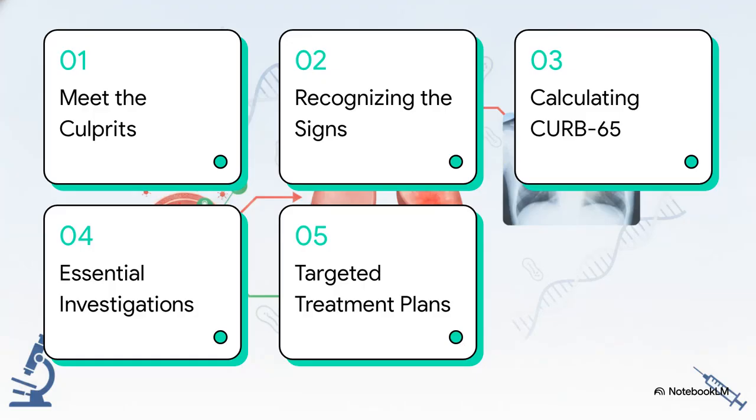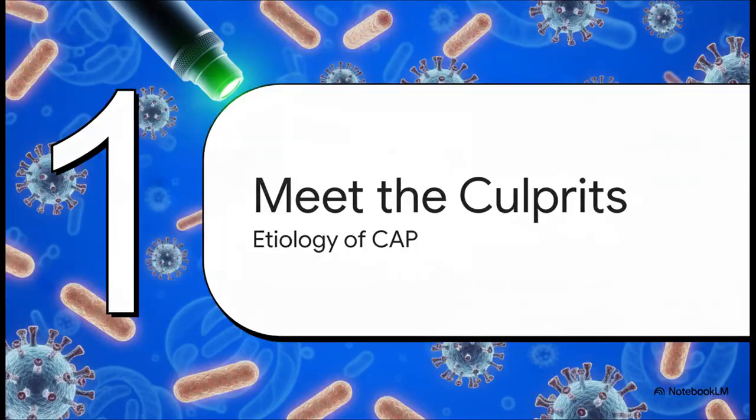So here is our clinical workflow for today. First, meet the culprits. Second, recognizing the signs. Third, calculating CURB-65. Fourth, essential investigations. And finally, targeted treatment plans. Let's get to it. Part 1. Meet the culprits. Identifying the etiology of CAP.